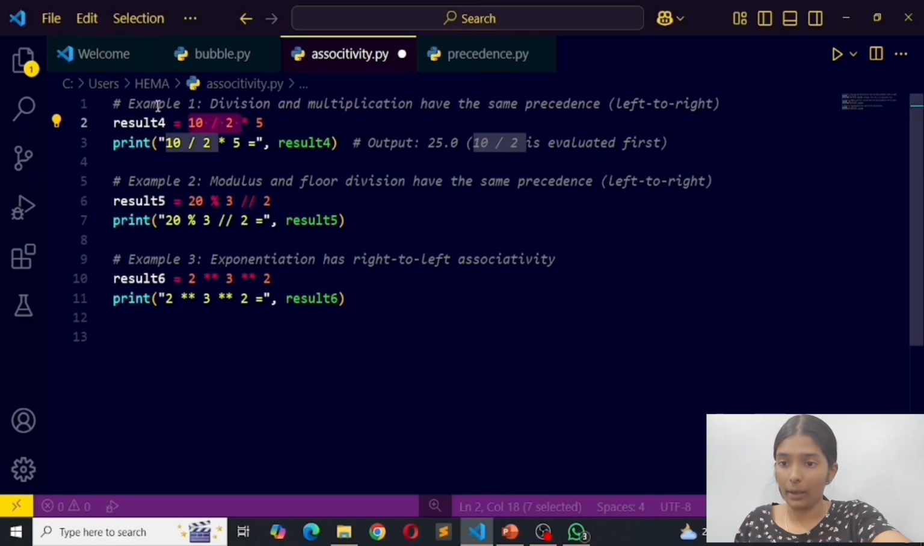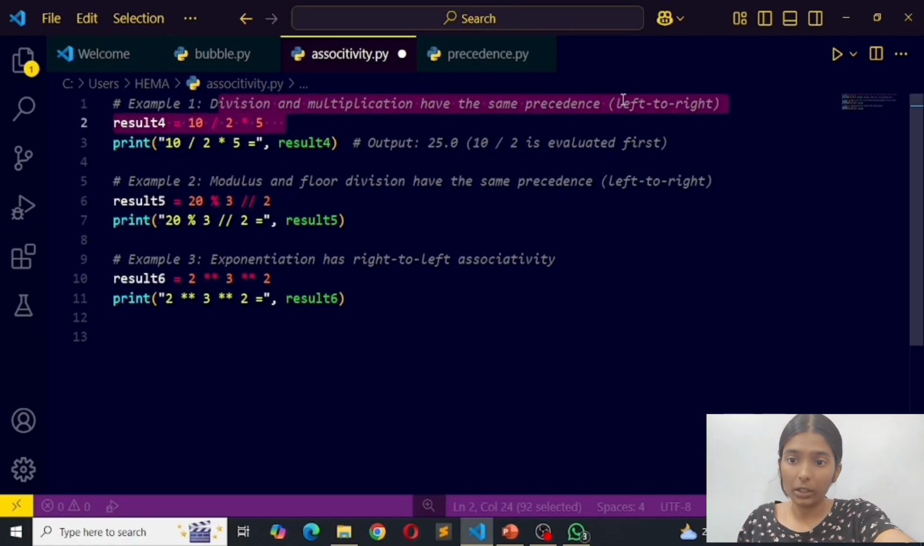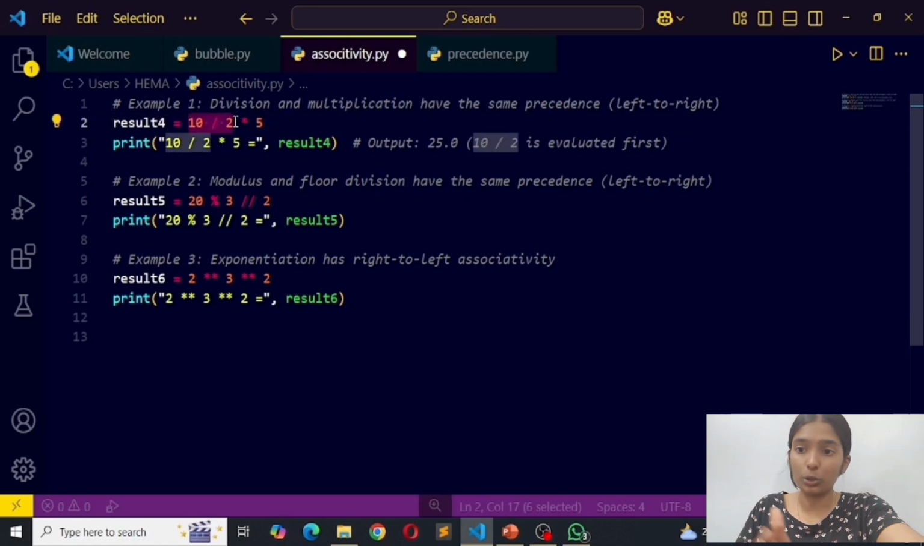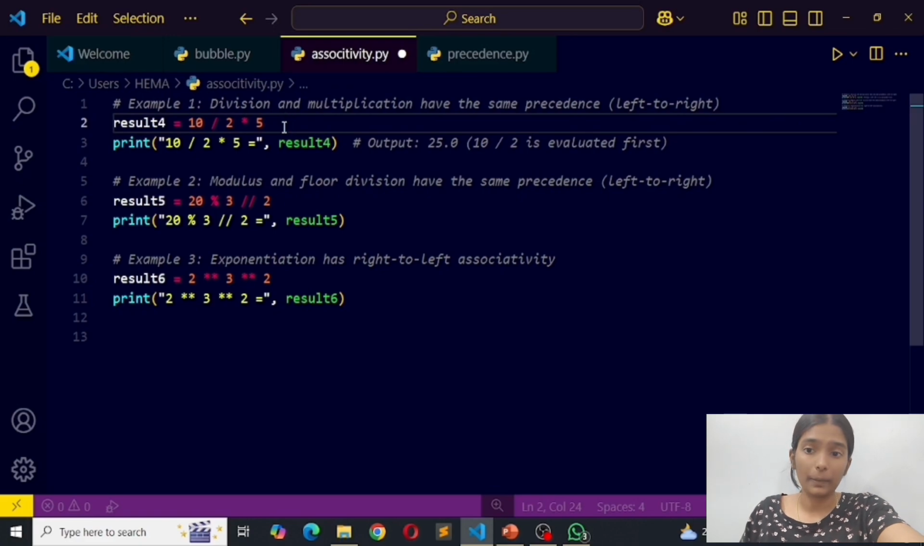I have some examples for you here. When you look at example 1, we have the division operator and the multiplication operator. Both division and multiplication operators have the same precedence. So here the associativity rule comes in. Both these operators have associativity from left to right. Hence result 4, which is 10 divided by 2, which is 5, into 5. So the output is 25.